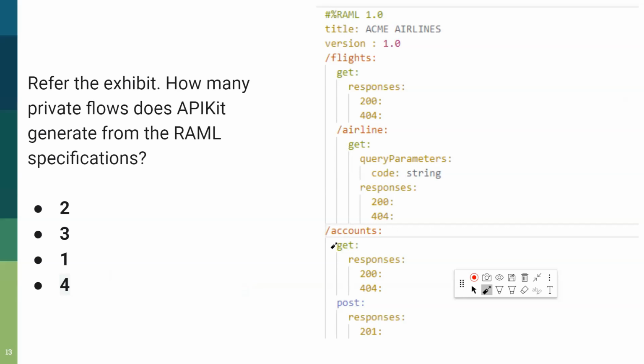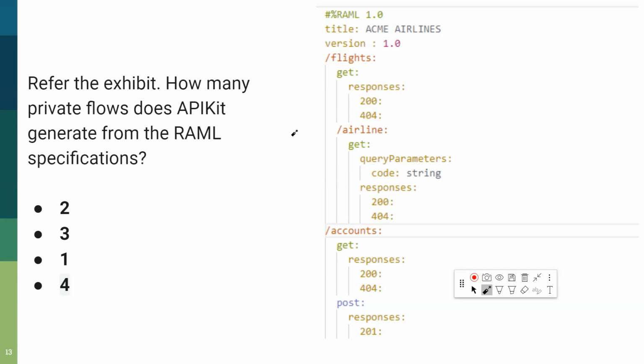Okay, we have this question. Refer to the exhibit. How many private flows does APIkit generate from the API specifications? So the flows are private flows, number 1. They don't have a resource when we use APIkit, because the APIkit listener routes the request to the appropriate flow, so they are private flows. Point number 1. Now the API specification is specified here. We have get, and post. Okay, that's good. This one clarifies the question we saw before.